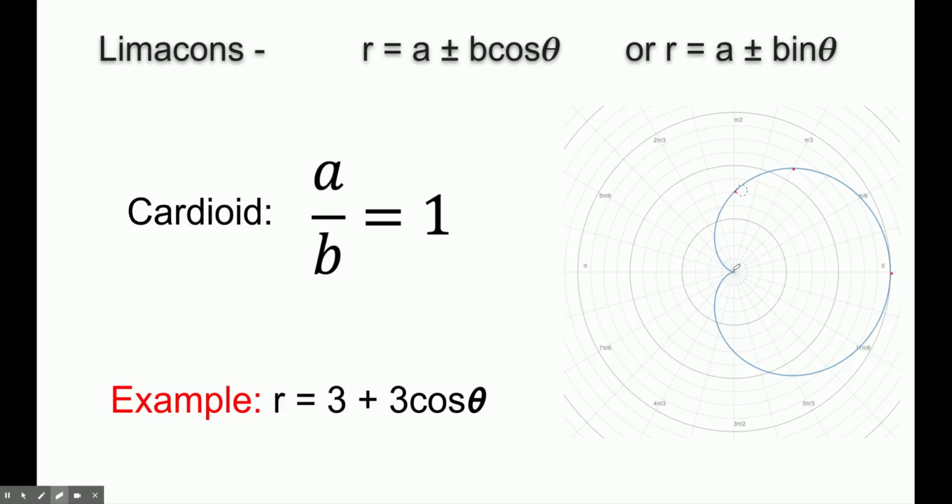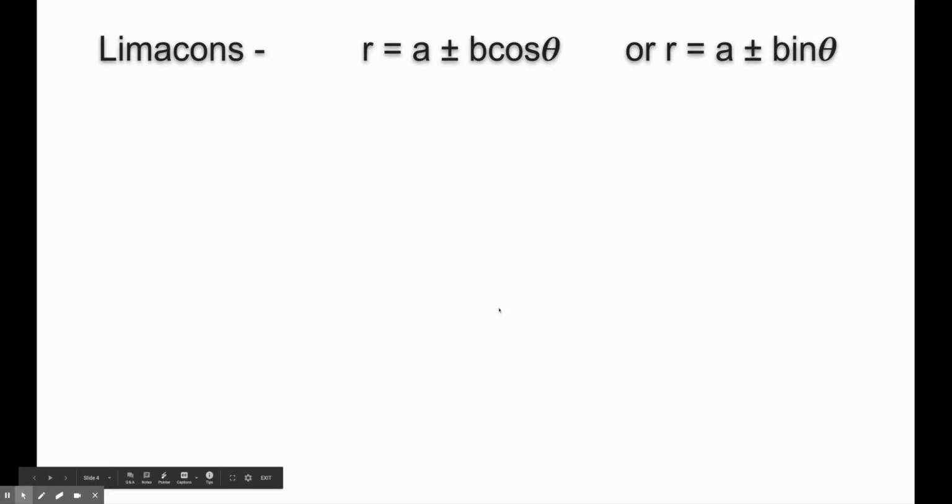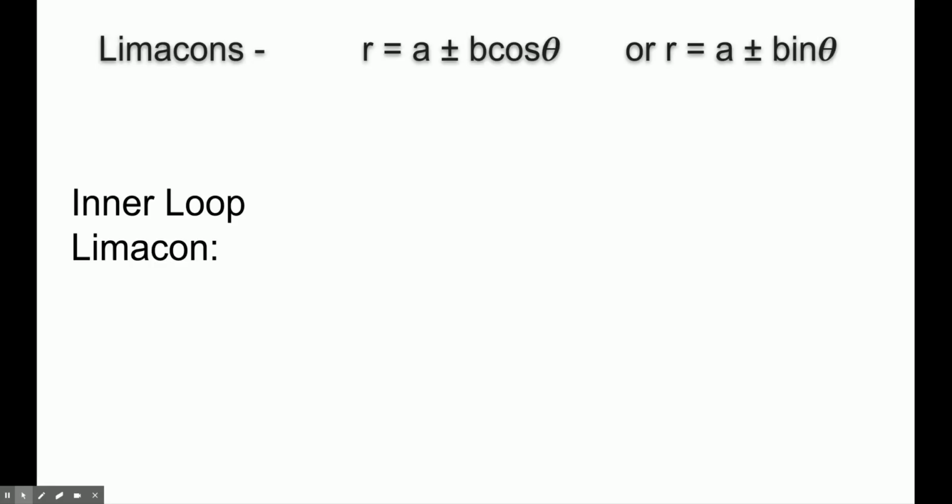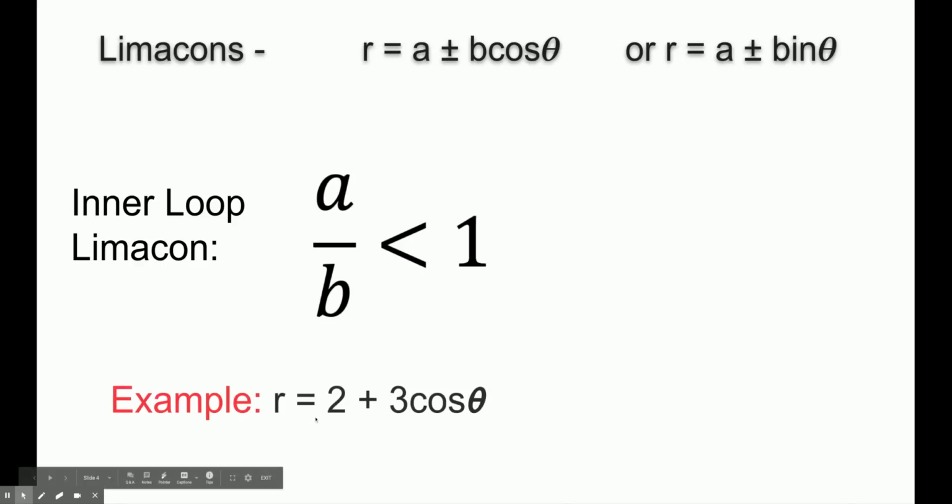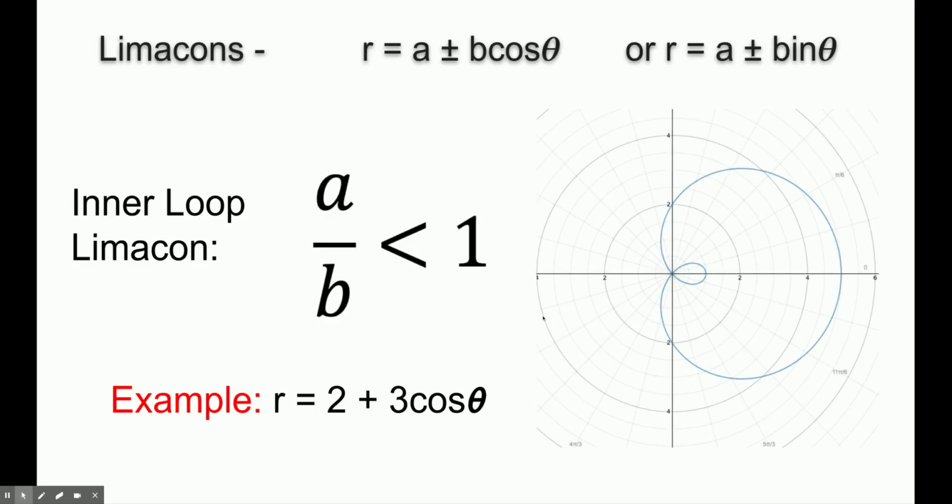Let me go ahead and erase some of those. Now let's keep going. I won't go through all of these as time goes. But now what have we got? This is called an inner loop limacon. In an inner loop limacon, the absolute value of a divided by b is less than 1. Similar to this, r is equal to 2 plus 3 cosine theta. In that case, 2 divided by 3 is less than 1. There are many values of a and b that could fit in there. And for this, it's going to look a little something like that. Now that is an inner loop limacon.